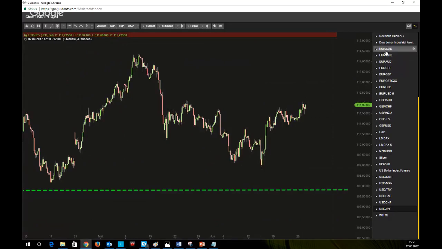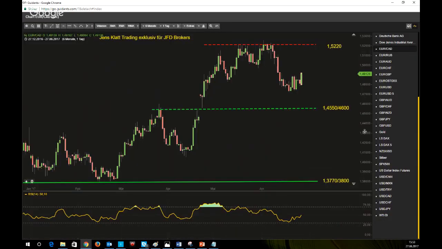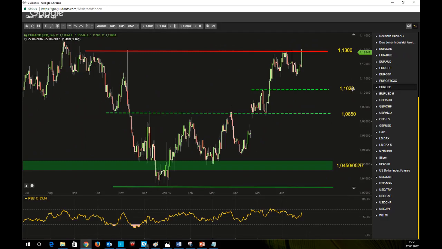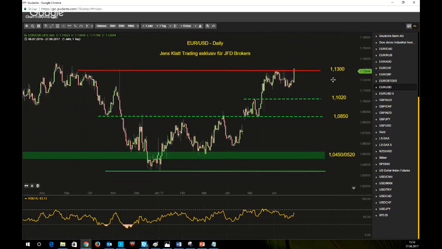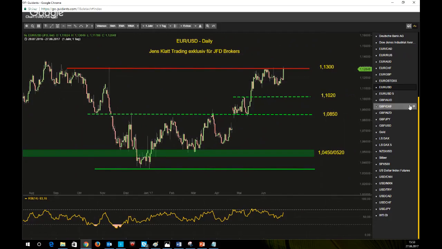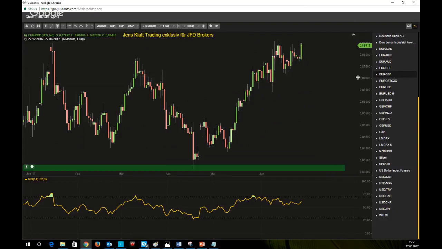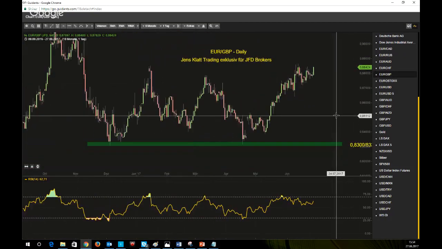Obviously, Euro Canadian dollar and EURUSD are probably more interesting to me right now, since I spoke in way more detail about these markets here. And there's also a question around EURGBP. So we can also have a look at this here. But I'd like to add something here.